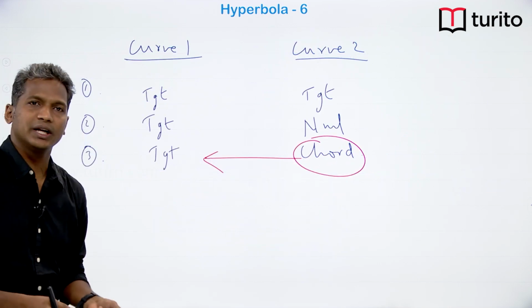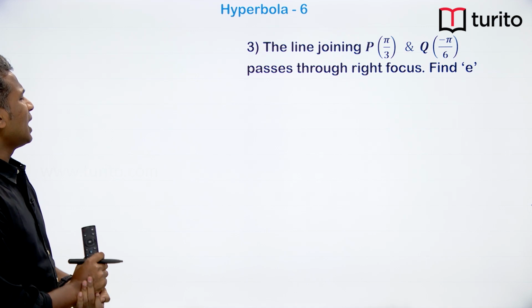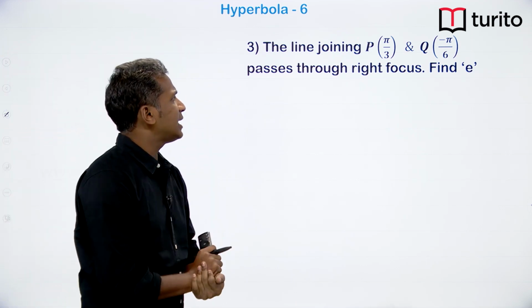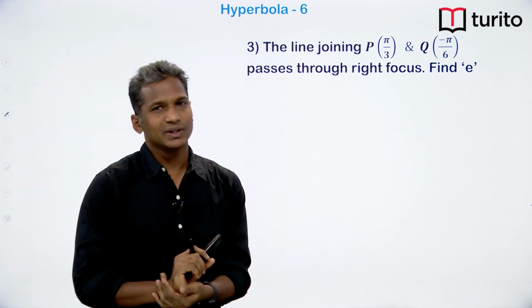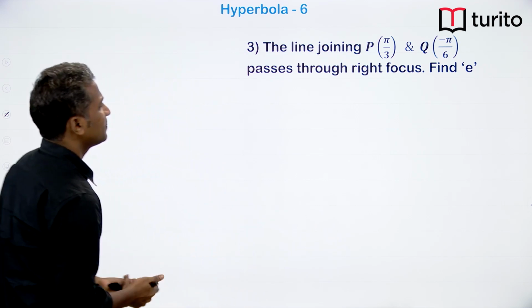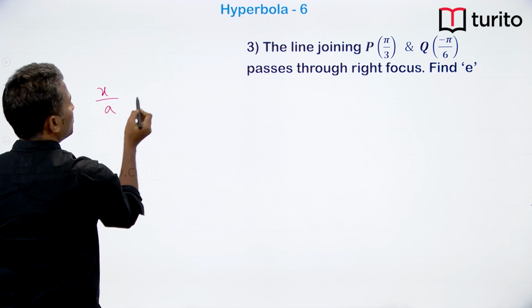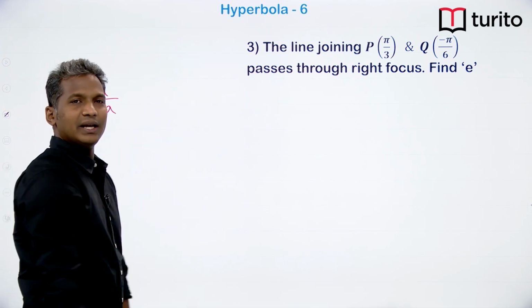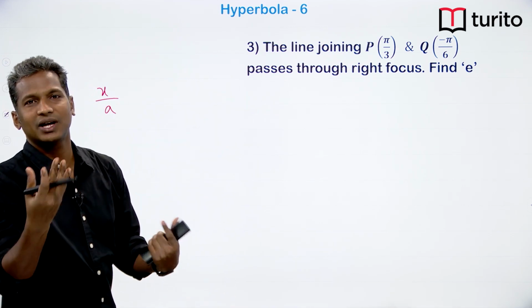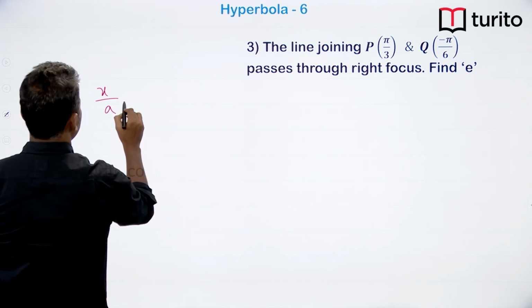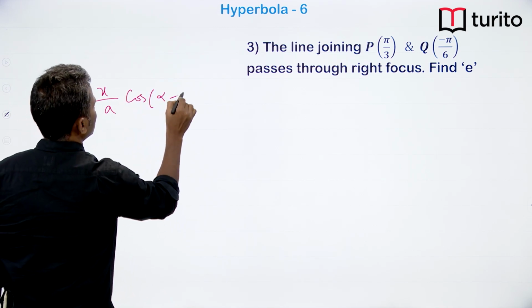Can we now proceed to the next problem? The line joining these two passes through the right focus, find e. Okay, this is going to be a very easy question. We just have to put the angles and the point (ae, 0) and get the value of e. I will just explain the steps and move on.